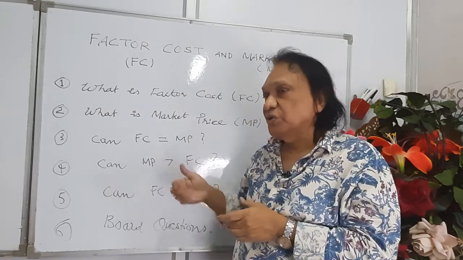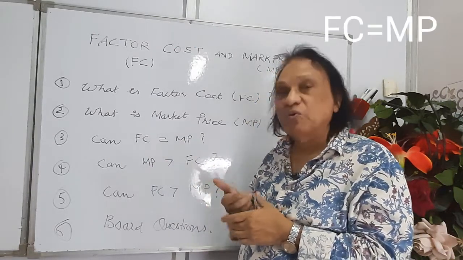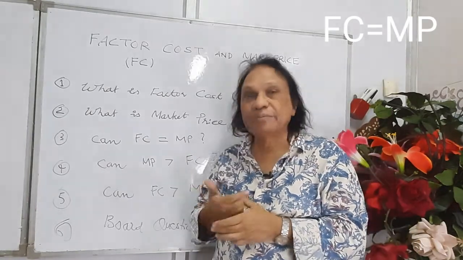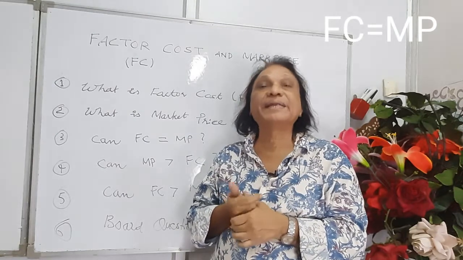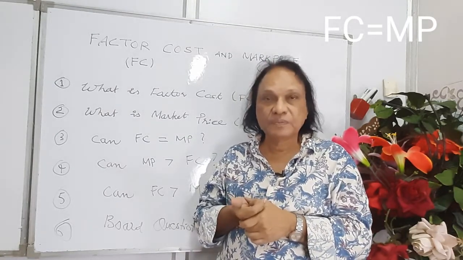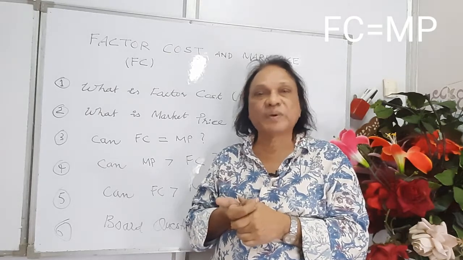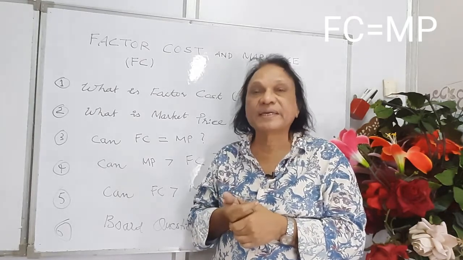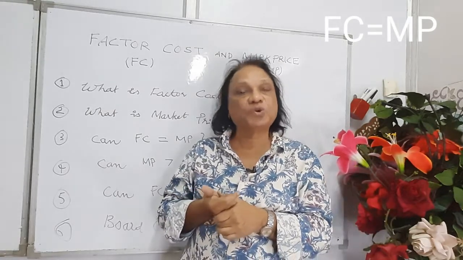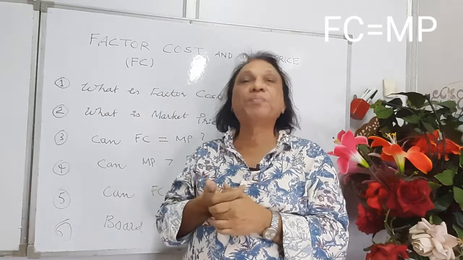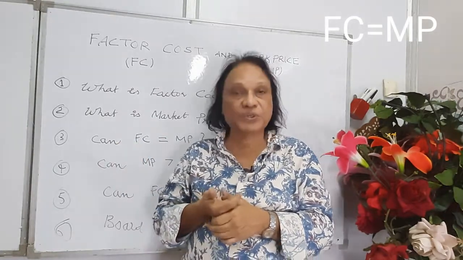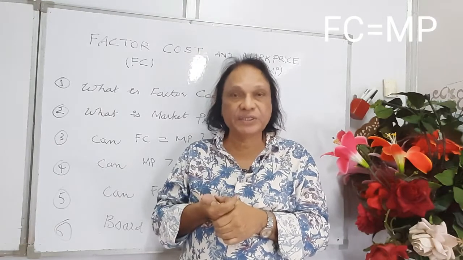Now, the third question you have, can factor cost be equal to market price? Yes. Factor cost can be equal to market price when NIT, net indirect taxes, are 0. NIT is equal to indirect taxes minus subsidies. Suppose indirect taxes are 10% and subsidies are 10%, NIT will be 0. So factor cost will become equal to market price. Of course, it can be when NIT is 0.